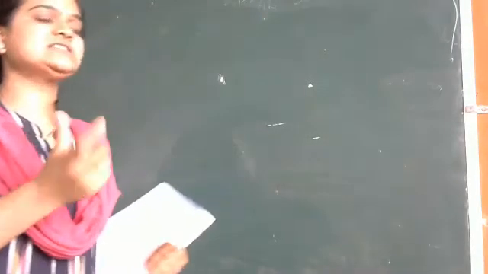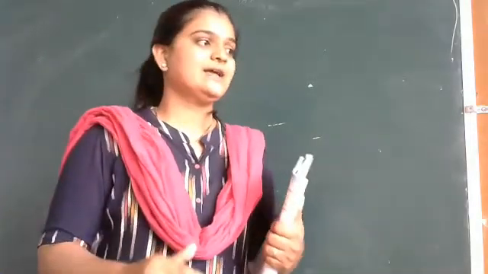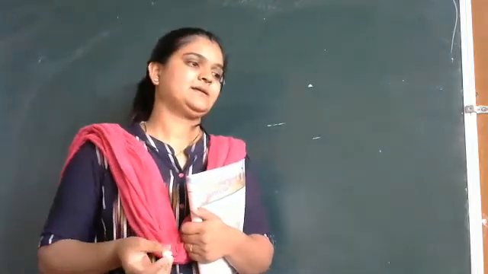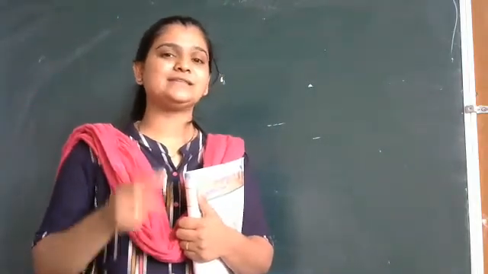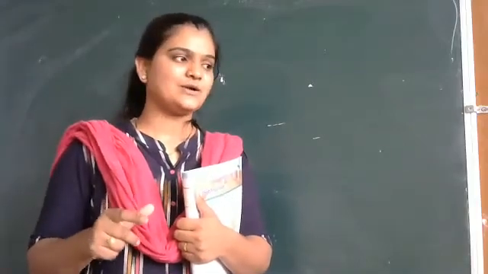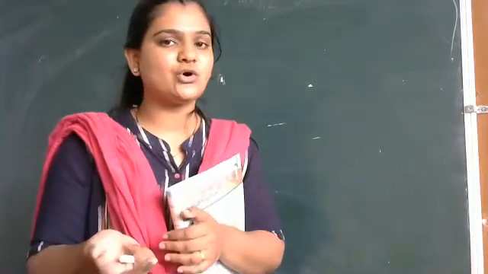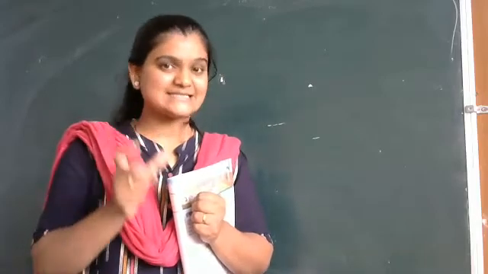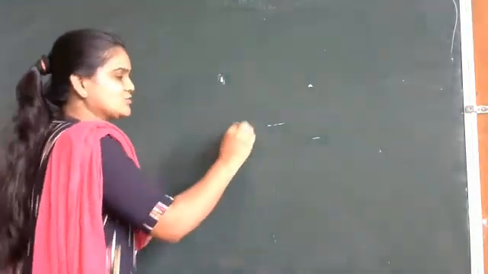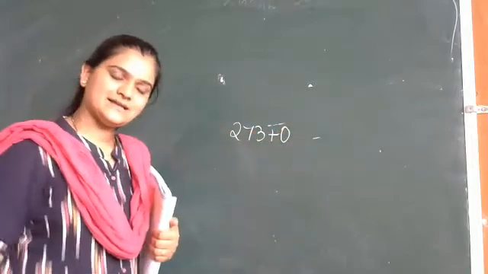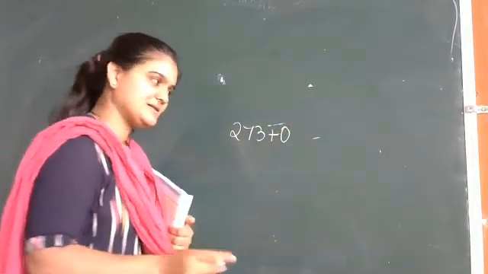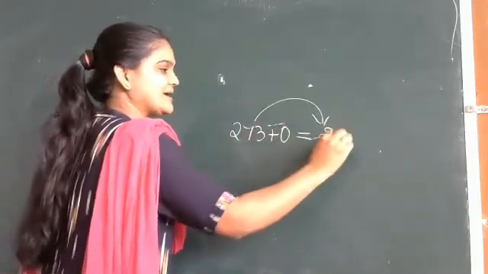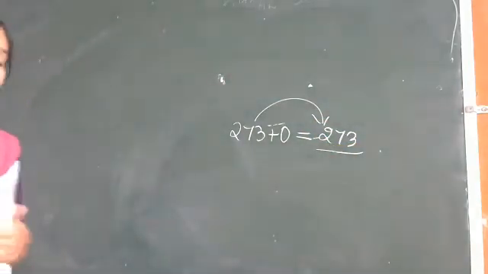Tell me, if you change the order of the addends, whether the sum will change or not. No, ma'am. The sum remains the same. Yes, very good. These are the rules of the addition. Any number if you are adding it to 0, what is the answer? The same number. Yes, the same number. If any number is added to 0, the sum is the number itself. So it is 273.